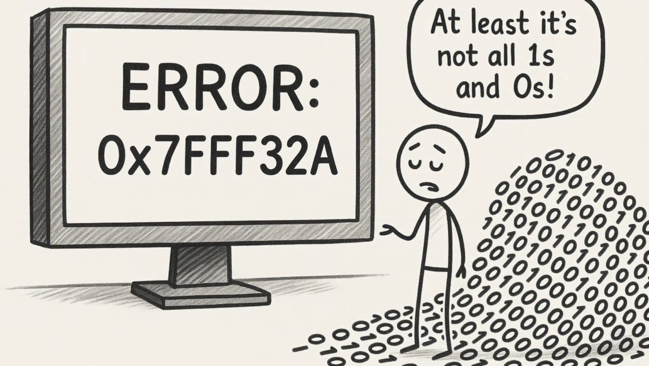And let's not forget debugging. If you've ever seen an error code pop up that starts with 0x followed by a string of letters and numbers, that's hexadecimal. It's the computer's way of giving you precise information without vomiting an unreadable wall of binary.